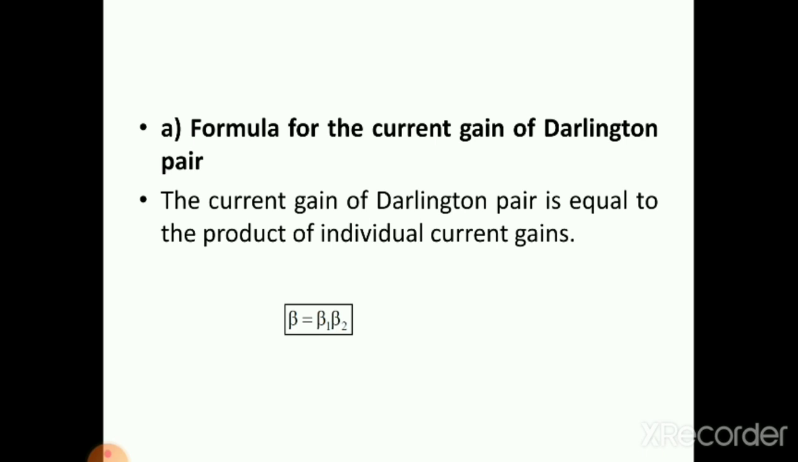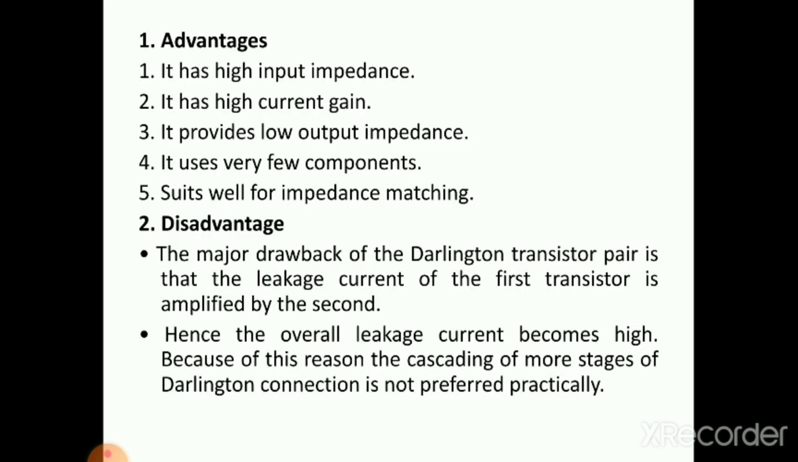A formula for the current gain of the Darlington pair: the current gain of a Darlington pair is equal to the product of individual current gains. Beta is equal to beta 1 into beta 2. Advantages: why do we go for the Darlington pair? Because it has high input impedance, and it has high current gain. It provides low output impedance.